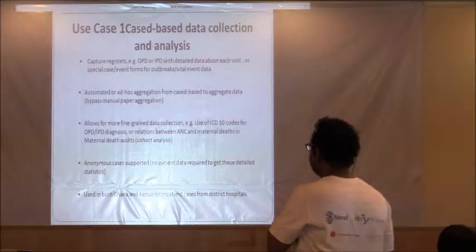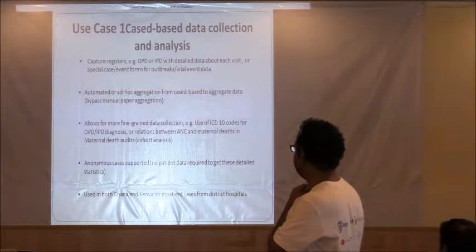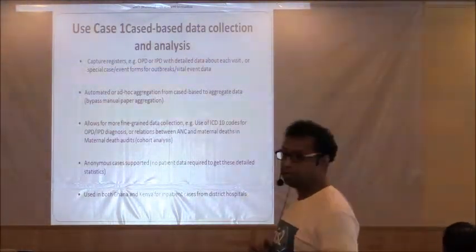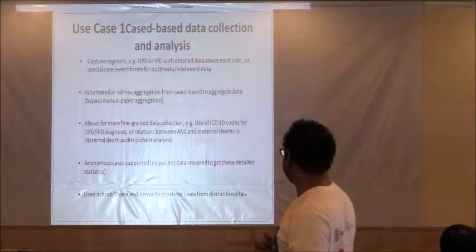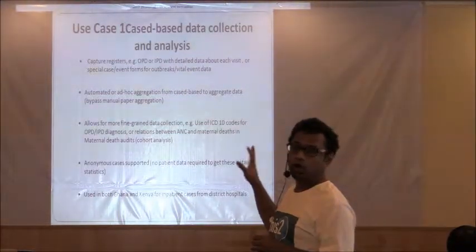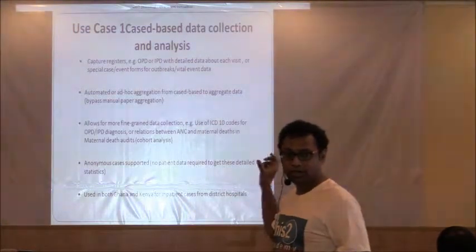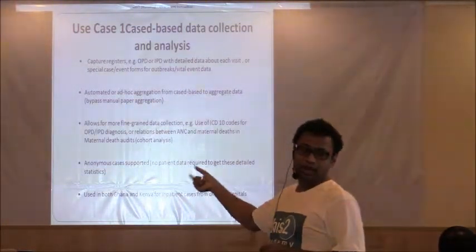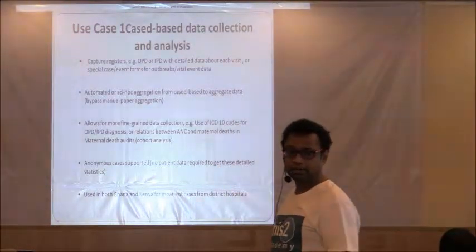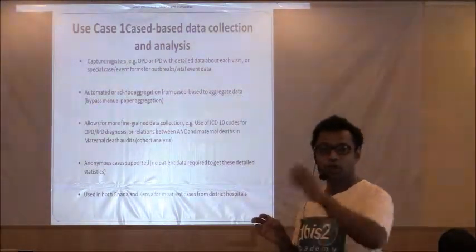So capturing a register, like say OPD, IPD details, a specific case event. Aggregation to a higher level, you can have a manual or paper-based aggregation. So using ICD codes for the OPD and IPD diagnosis is one of the common uses of this case-based approach, where you don't really want to record the case, but just the diagnosis, gender, and age. Based on this, you can calculate all this big morbidity data. It's called anonymous, because no person is involved.